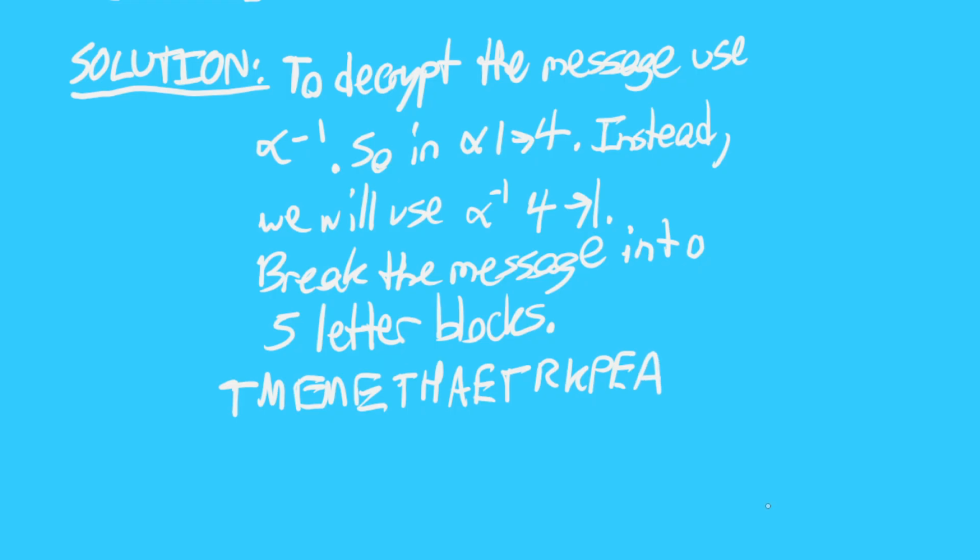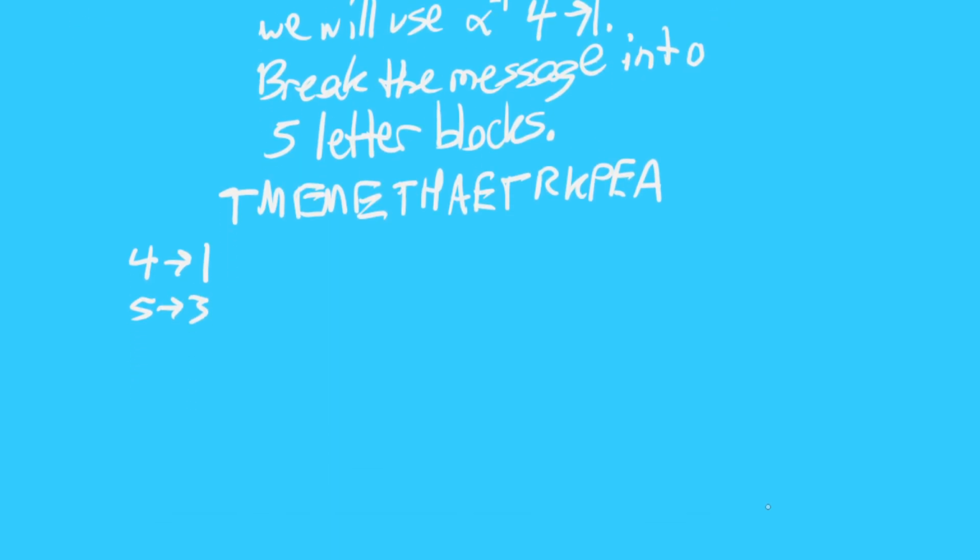So let's take a look at our permutation. We're doing the inverse of the permutation. So we will have 4 going to 1. We'll have 5 going to 3. And then we will have 3 going to 2. 2 going to 5. And 1 going to 4. So let's break this one up first, and I'll walk through this and then just give the answer for the rest of the other 5-letter blocks, showing how this works.